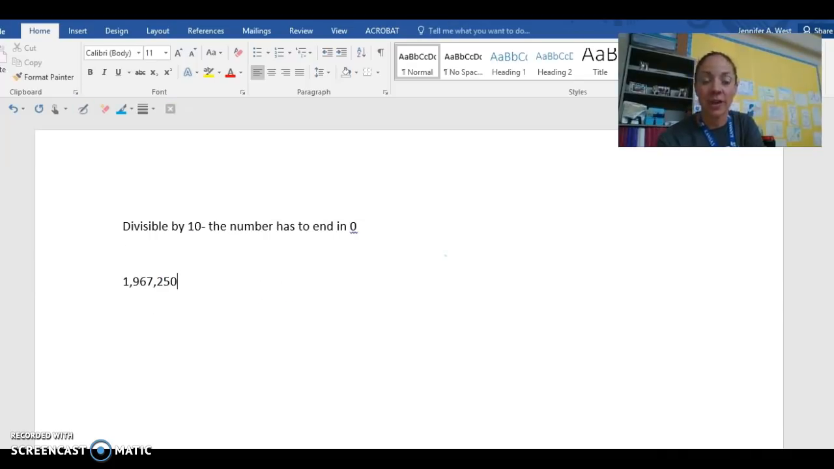Okay, here we are, finally on our last divisibility rule. And it is to figure out if numbers are divisible by 10. And guys, this one is an easy one. For a number to be divisible by 10, it simply has to end with a 0. That's it. So even down here, we have this whole 1,967,250. All we have to do is take a look at that ones place, see if there's a 0 in it. There is. So that means that this number is divisible by 10.